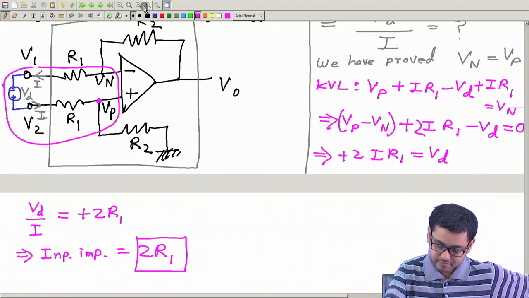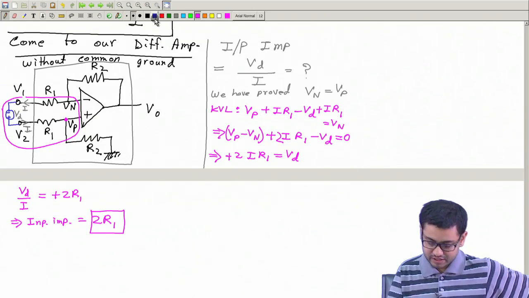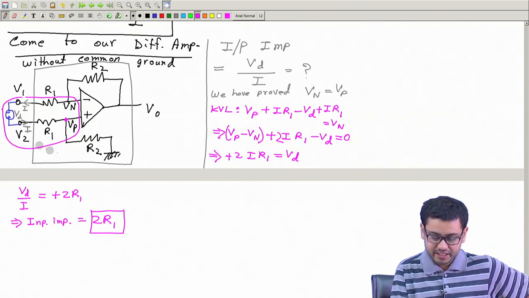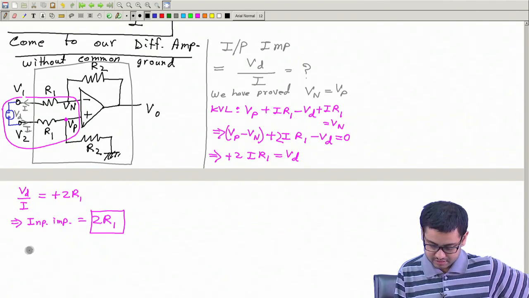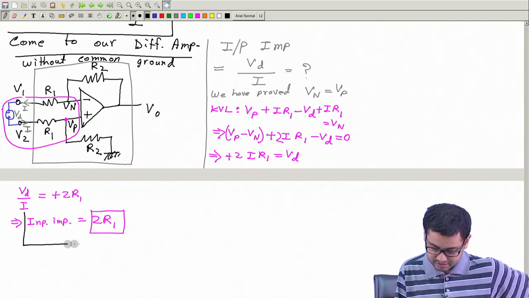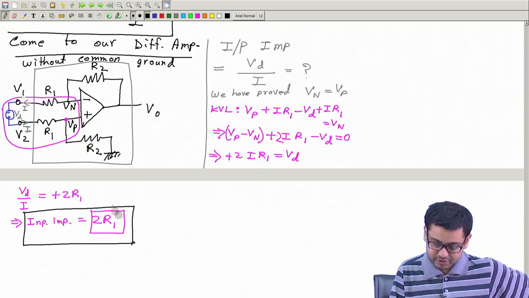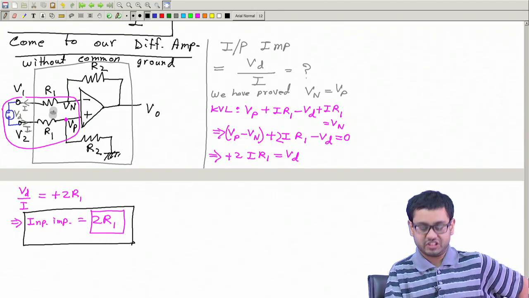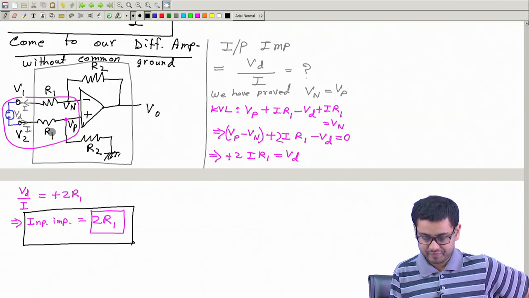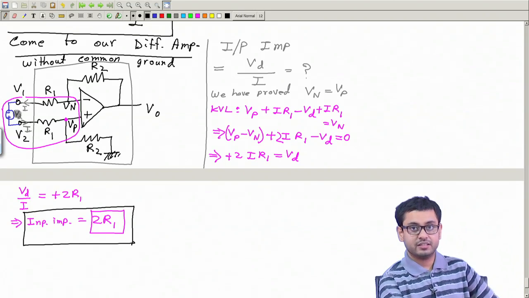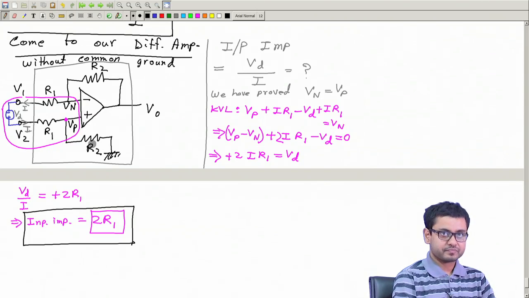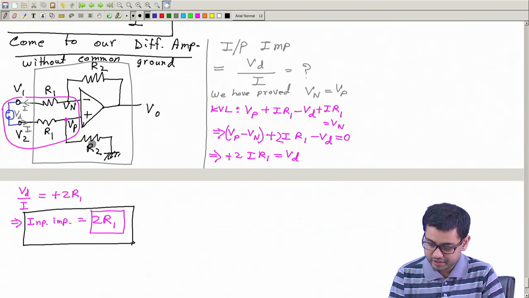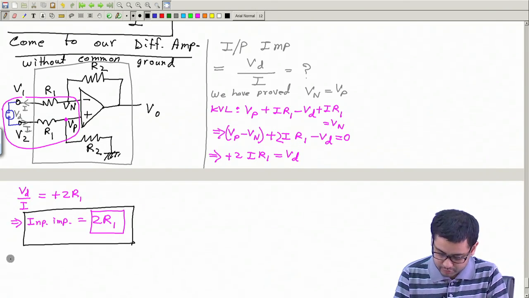So let me write input impedance of this difference amplifier is 2 times R1, where R1 is this resistance. Okay, and this is for this type of connection. I repeat, for this differential connection without common ground. Okay, great.